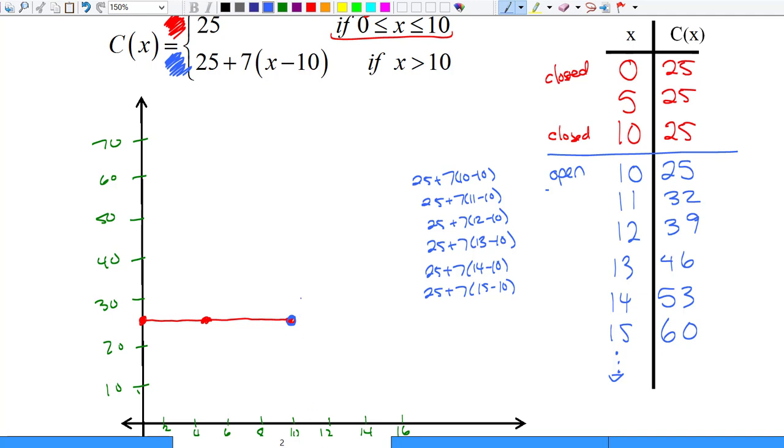At 11, I'm about 32, which is right here. Every other point is closed, okay? All of these are closed. I don't have to denote them as closed. All points are closed unless it's strictly greater than or strictly less than. In that case, it's open. 12, 39 is right about here. I'm just doing my best here to graph this. It's not 100% exact. 13, 46, 14, 53 is right about here, and then 15, 60 is right about here.